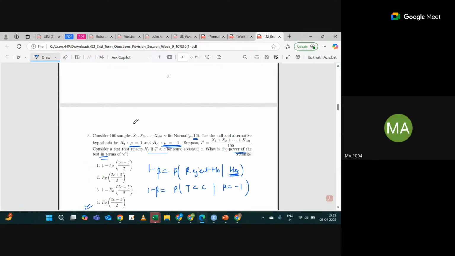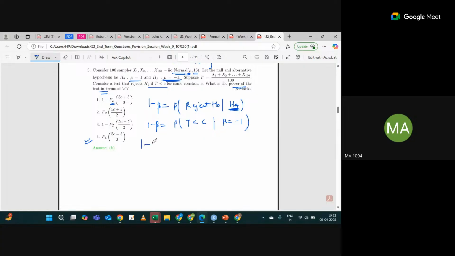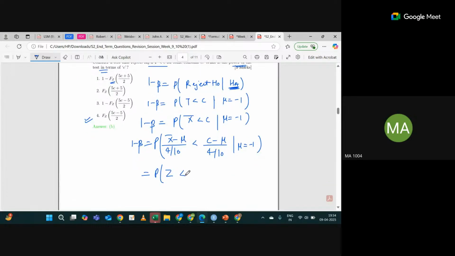So what is the distribution of x bar here? I have to convert to F_Z, because variance is known and we are testing a hypothesis about the mean. The distribution of x bar is normal with mean mu and variance 16 by 100. I will quickly go through the steps because we have to solve some more questions. So this will be probability x bar less than c, given mu equal to minus 1, and 1 minus beta will be the probability that (x bar minus mu) divided by 4 by 10 is less than (c minus mu) divided by 4 by 10, given mu equal to minus 1. So this will be Z less than (c minus of minus 1) divided by 2 by 5.